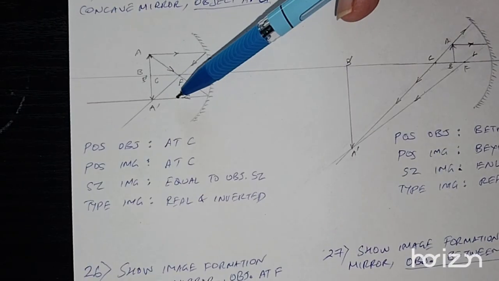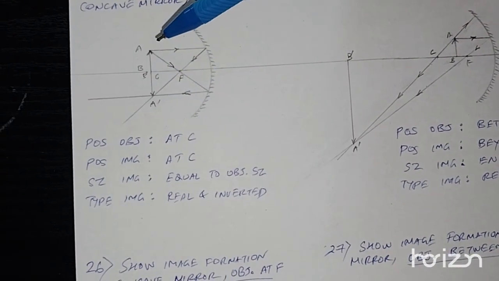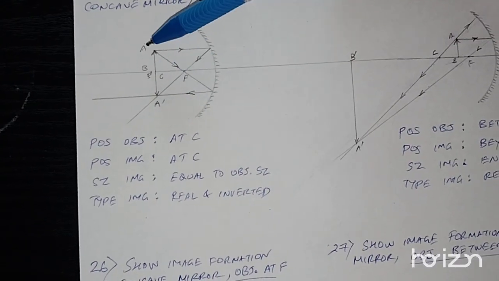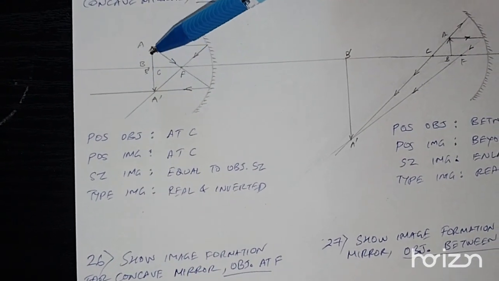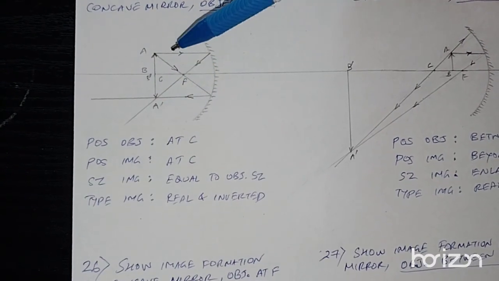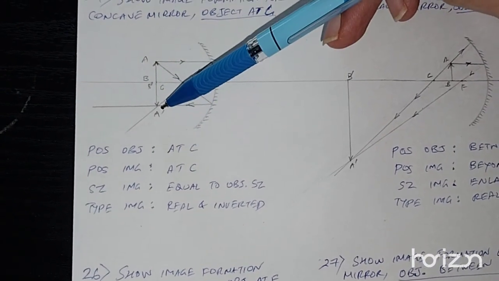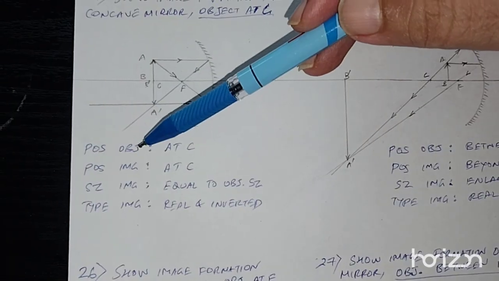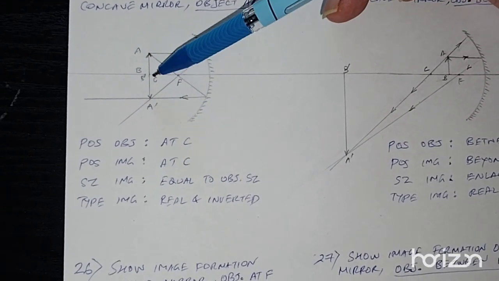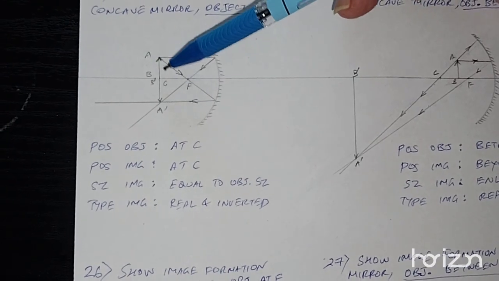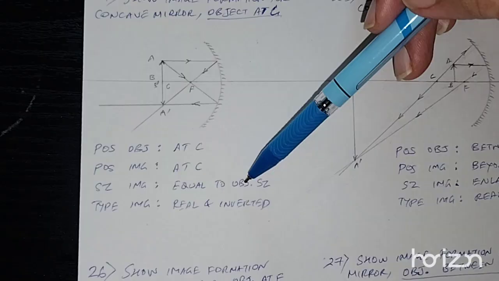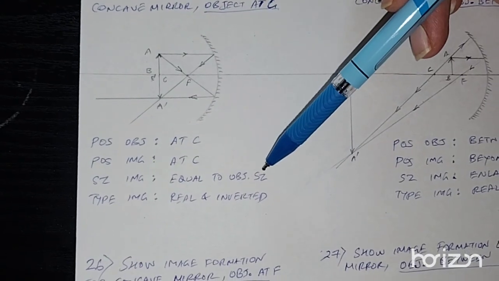The reflected rays will intersect at this point. And you can see that the image of A, which is A dash, is exactly below A itself. The size is also the same, but it is inverted. So if you place an object at C for a concave mirror, the position of the image formed is also at C. And if you see the size of AB and A dash B dash, both are the same. So the size of the image is equal to the object.